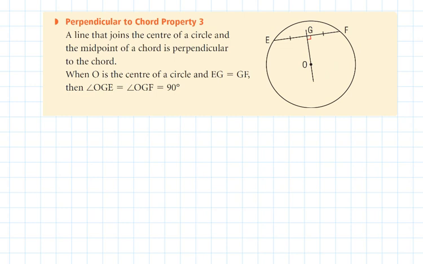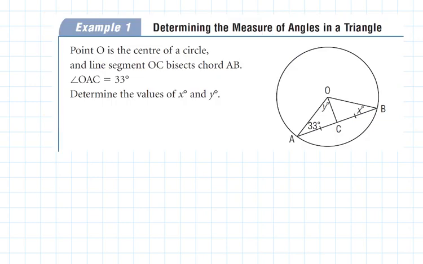Okay, so let's see how we can use that in problem solving. In this example right here, it says determining the measure of angles in a triangle. Example number 1 from your book. Point O is the center of a circle here, given information, and the line segment OC bisects AB, and they also give you angle OAC. That angle OAC right here is 33 degrees. Determine the value of X and Y. X is right here, Y is right there.